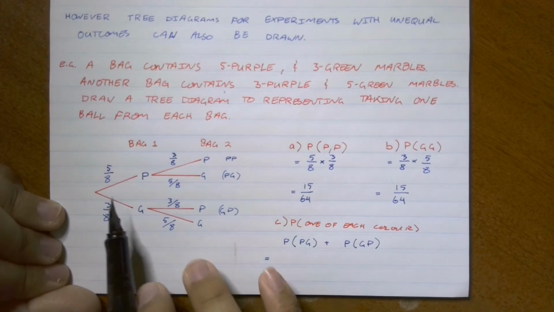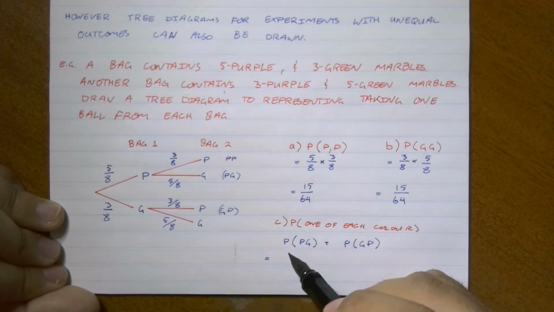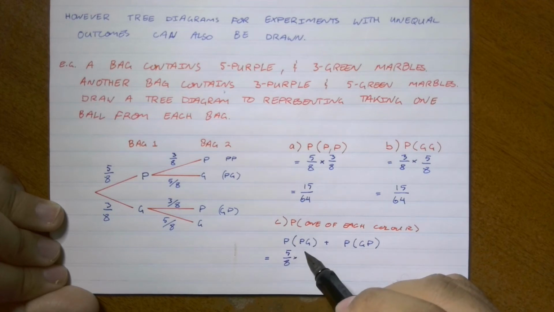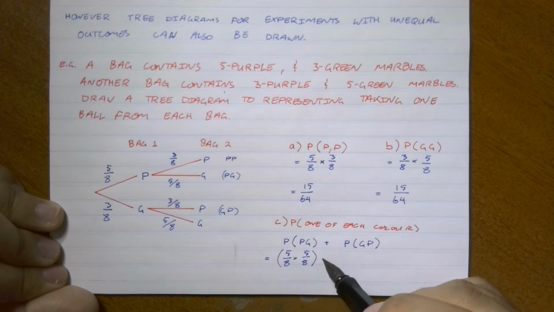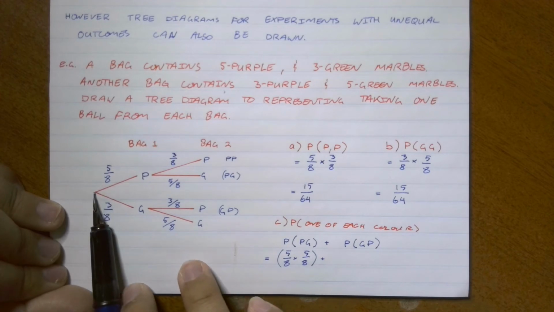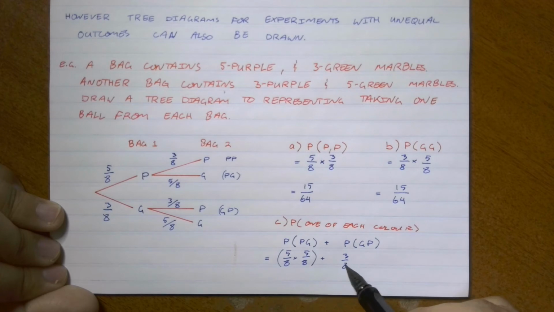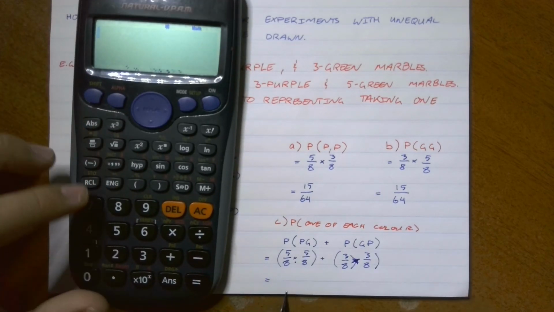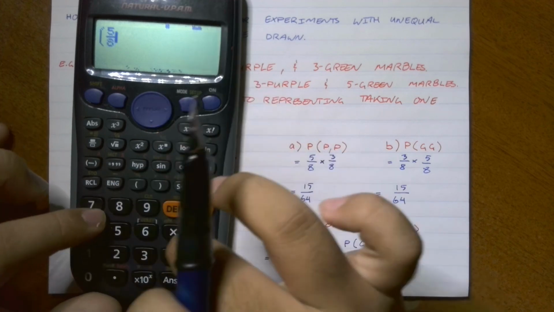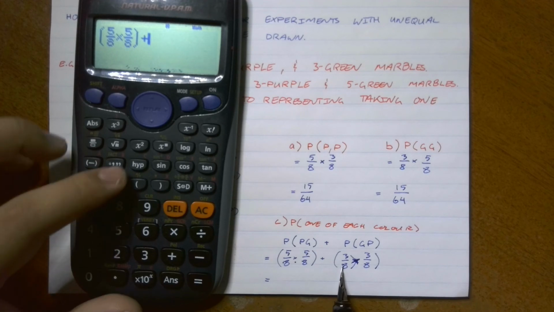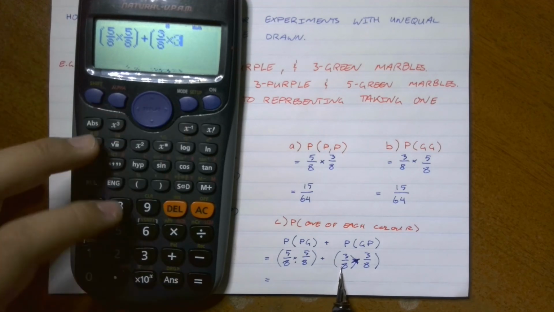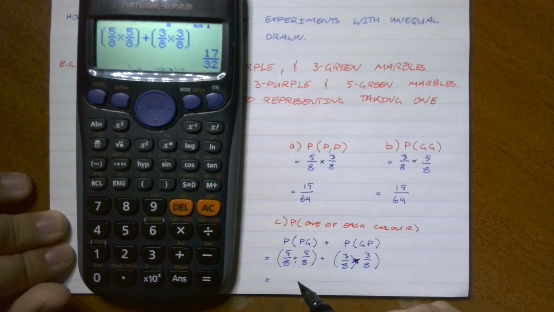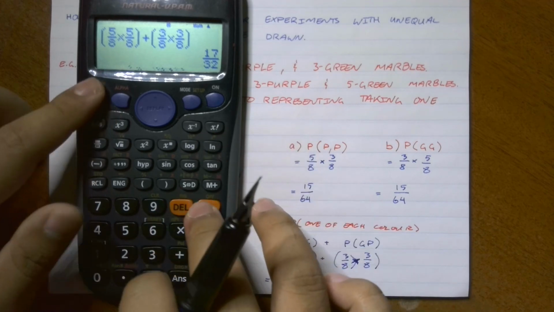So let's multiply this out. Purple, green, so that's 5 out of 8 times 5 out of 8. Plus green, purple. Green is 3 out of 8, times 3 out of 8. Altogether, I'm being a little bit lazy here, I'm going to use my calculator to solve this. 5 out of 8 times 5 out of 8, plus 3 out of 8 times 3 out of 8. Altogether, this gives me 17 over 32.